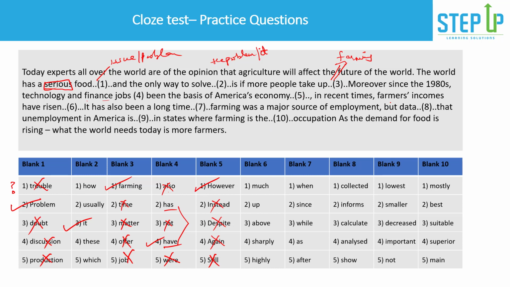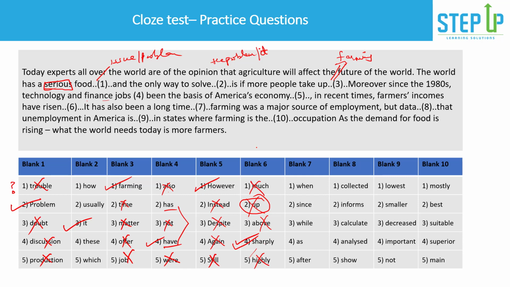However, in recent times, farmers' incomes have risen. Risen what? Risen up, risen okay, much, risen much, no. Risen, and now up, this is redundant, right? So therefore we would not choose this. Risen above something, but there is no something, right? So have risen sharply. So highly you will not say. Something has risen highly is wrong to say. It is more about sharply, right? Has risen sharply.